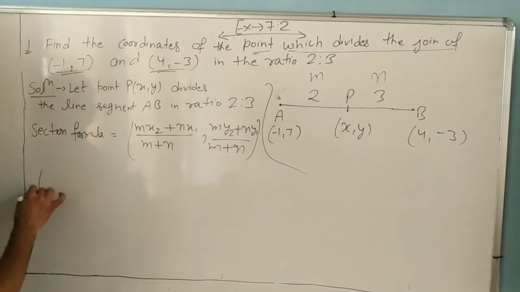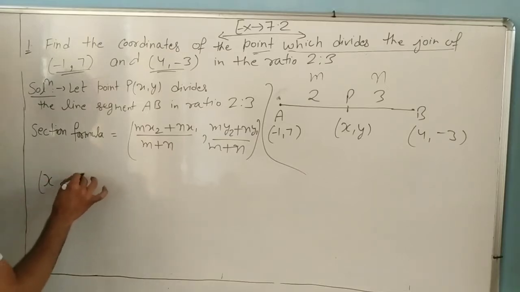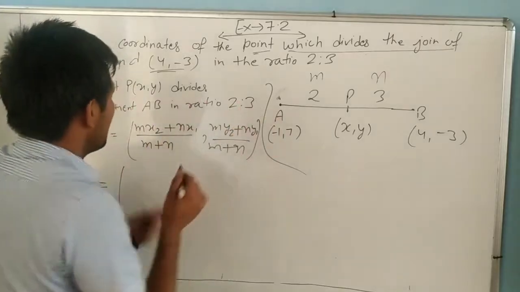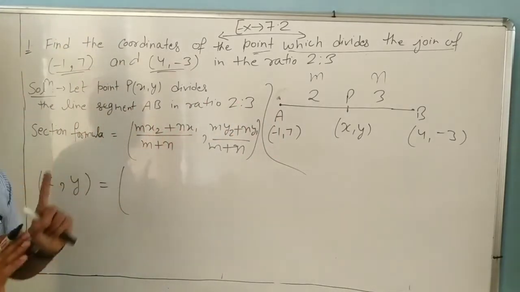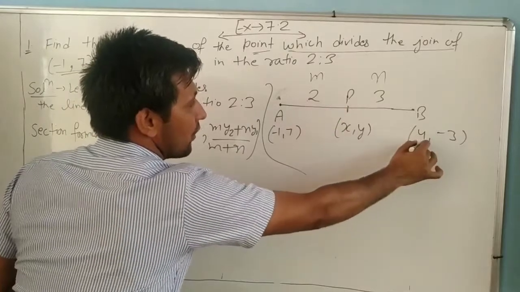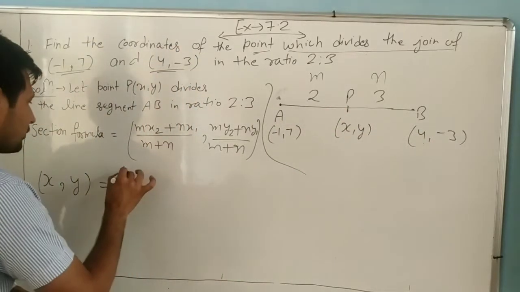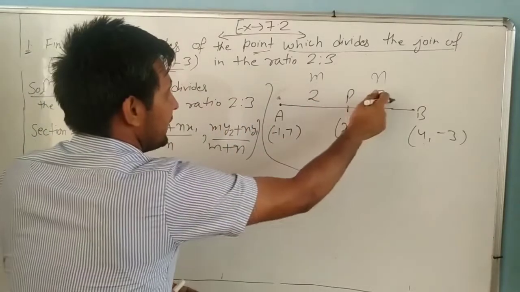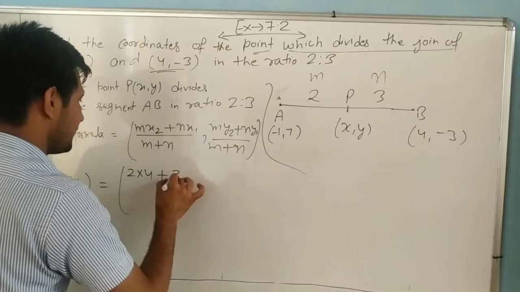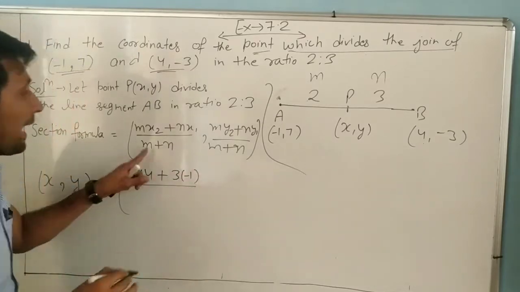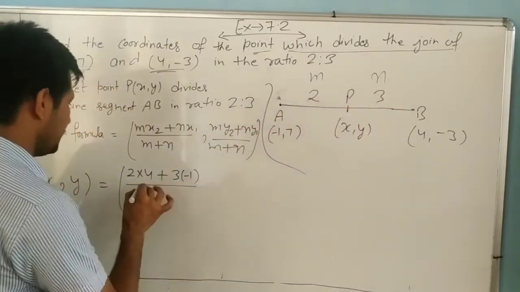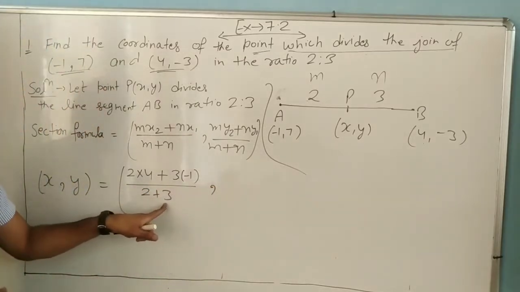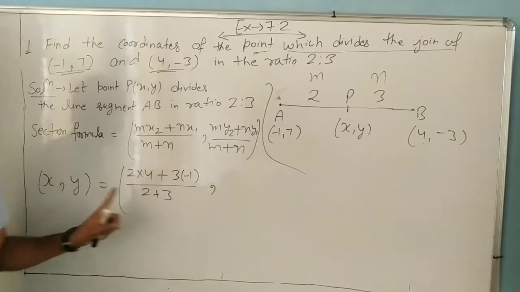So we will write (x, y) equal to, now m x2. Always cross multiply. First is m into x2, the x multiplication: 2 into 4, plus 3 into -1, divided by m plus n, 2 plus 3, comma. This is the coordinate of x. What value does it come? It is the value of x.